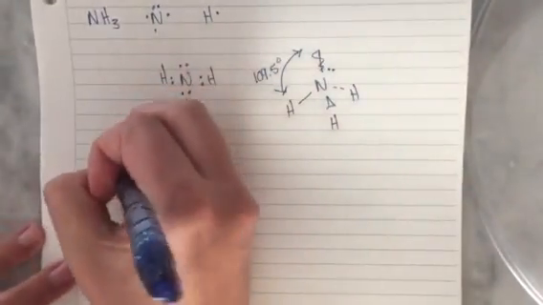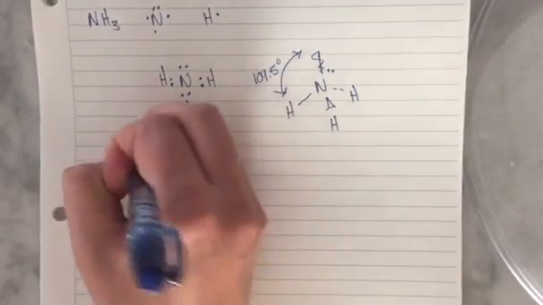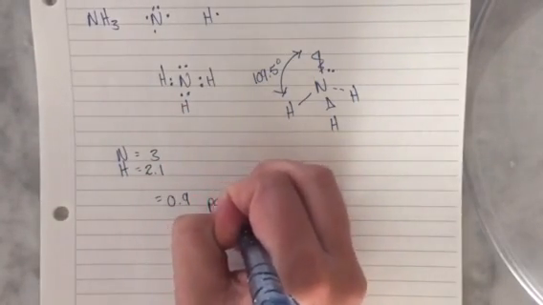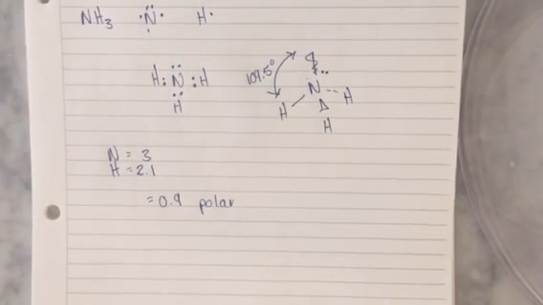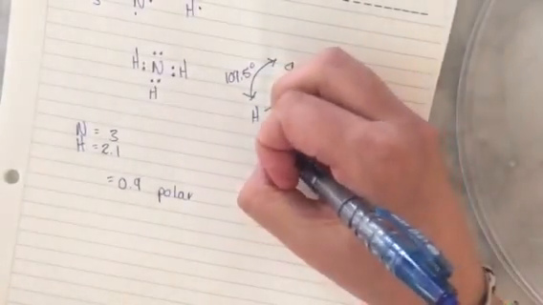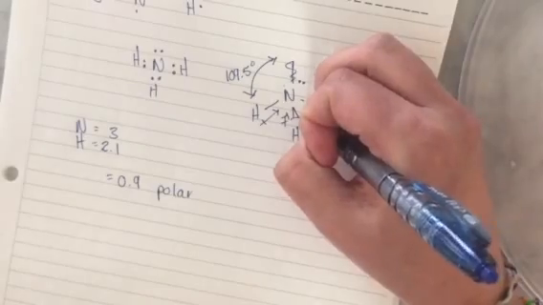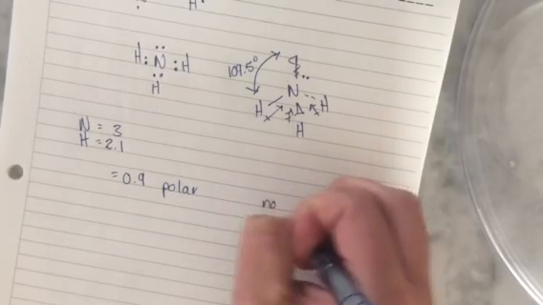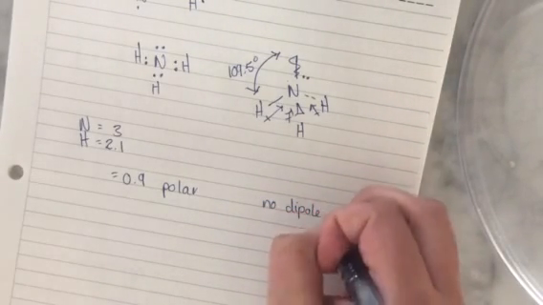Electronegativities, nitrogen and hydrogen. Let me take a peek. Nitrogen is 3, hydrogen is 2.1, for an overall of 0.9, which is again polar covalent. They're all going to pull towards the center, towards that nitrogen. Because they're pulling towards the center, there will be no overall dipole moment on the molecule, not the atom.